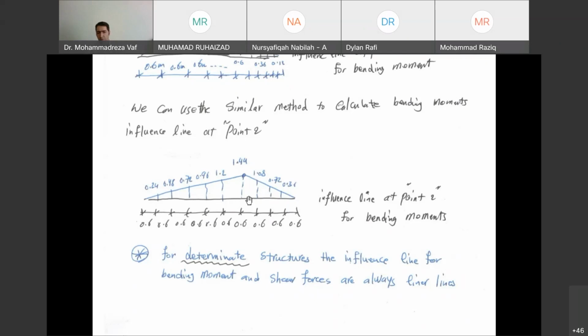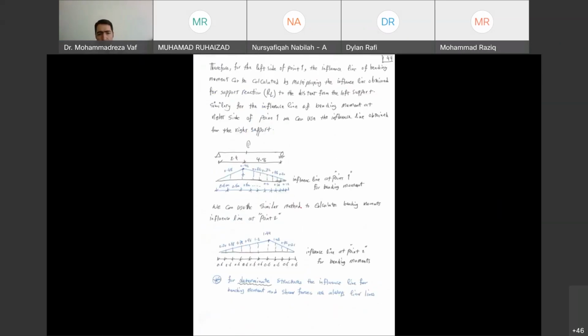And what we did is we just divided our element into different small segments. We calculated the support reaction at different locations. We calculated the bending moment at different locations. We calculated the shear force at different locations, and we drew the influence line based on the values that we have obtained. Okay, any questions so far?